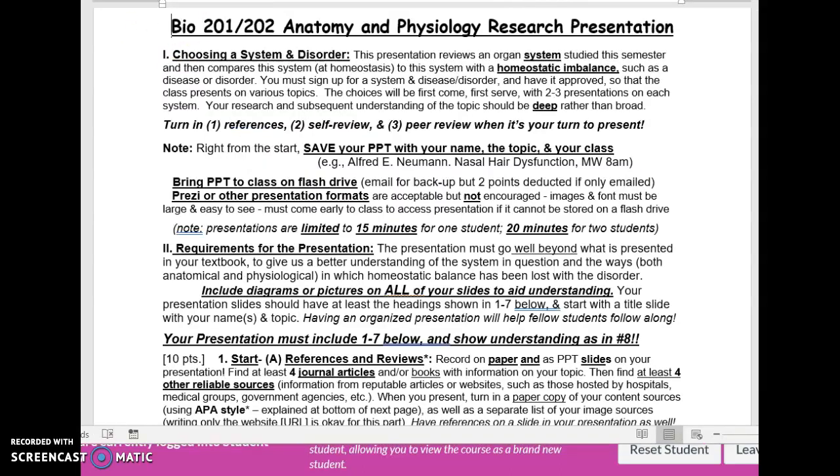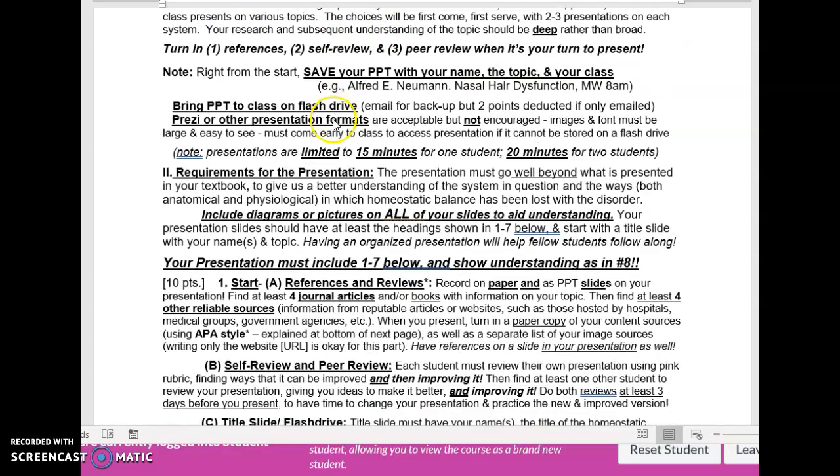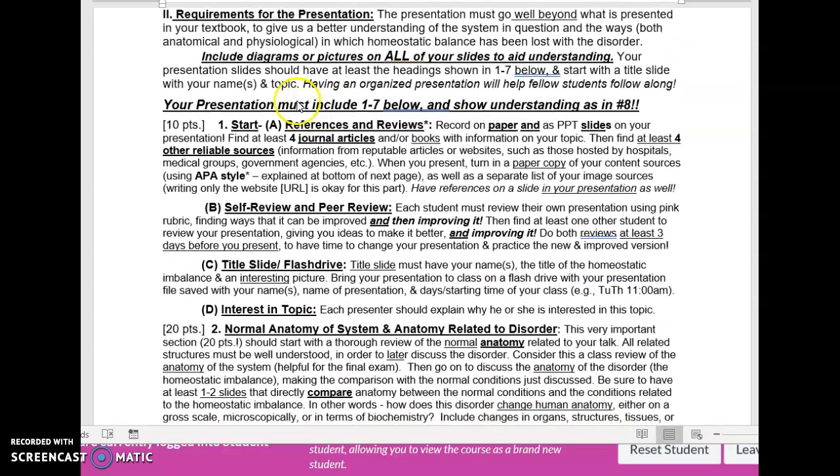What you have to do for this project is very specific. And there's a handout again in the module on the research presentation telling you exactly what to do. So you're choosing a system and a disorder. Then you are doing various parts. So to start, you do have to do some research. You need at least 4 journal articles or books as part of your research. The rest can be websites or other reputable sources.